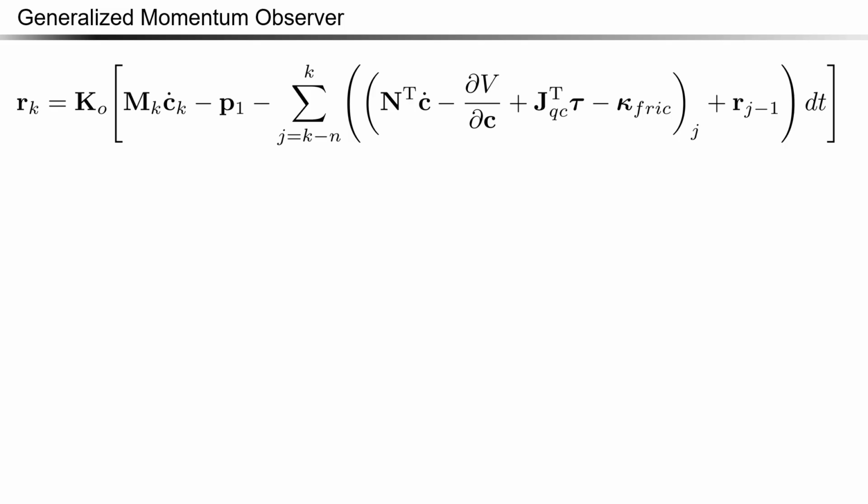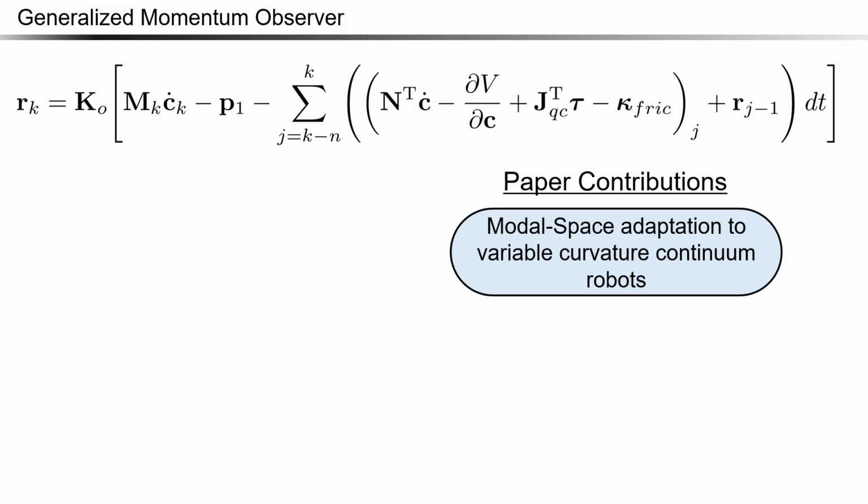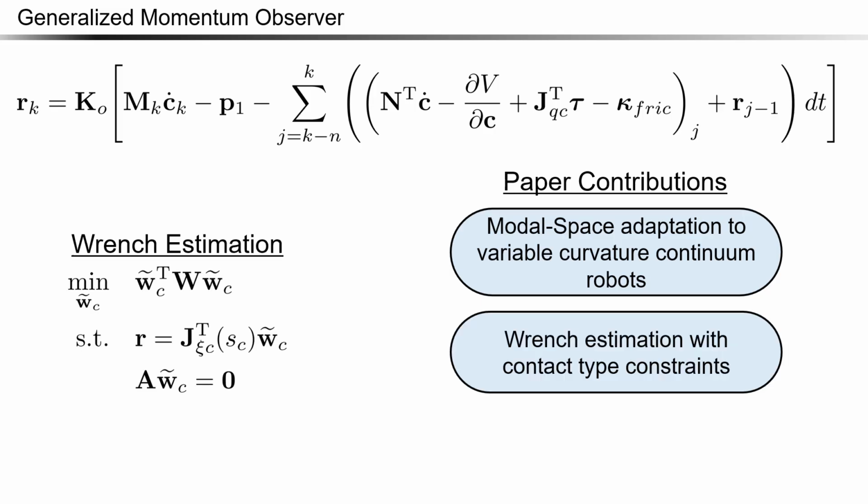To address these issues, in this paper, we adapt the generalized momentum observer, first introduced by De Luca and Mattone, for variable curvature continuum robots in the space of modal coefficients that describe the local curvature of the backbone. This method uses the robot's dynamics to estimate the generalized forces due to external contact. We use these generalized forces to estimate the wrench applied to the robot using a constrained minimization framework that incorporates knowledge of the contact type.